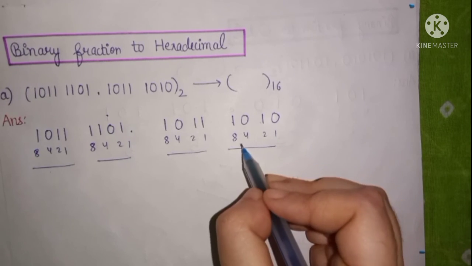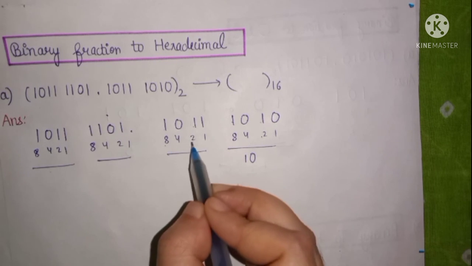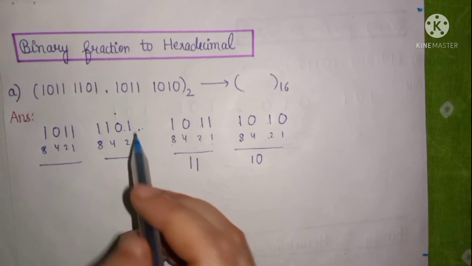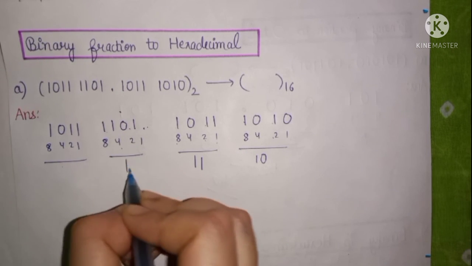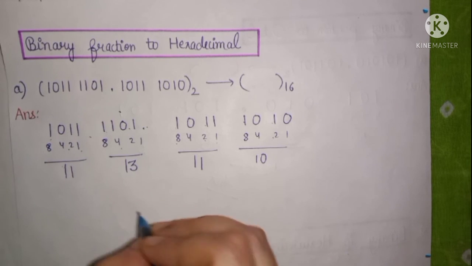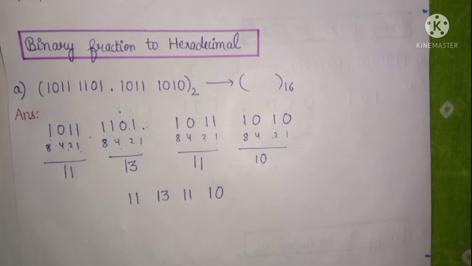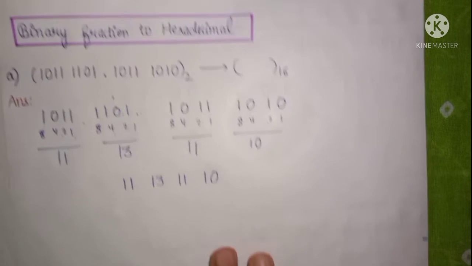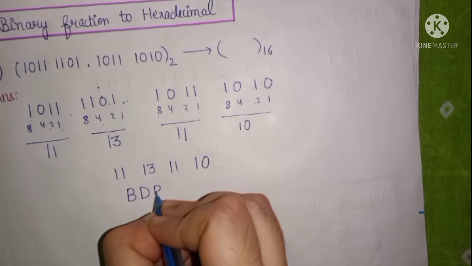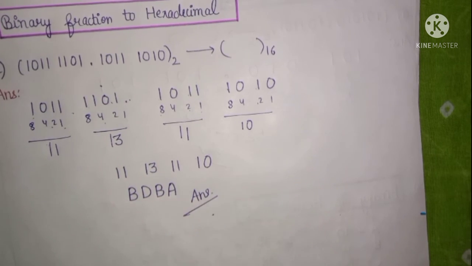Simply add those numbers which have 1 bit. It has 1, it has 1. So 8 plus 2, 10. 1, 1, 1. So we will add 8 plus 2 plus 1, that is 11. Now it has 1, 1, 1. So it will be 13. And 1, 1, 1. 8 plus 2 plus 1, that is 11. So the answer will be 11, 13, 11, 10. But similarly it is not the right answer, because 11 is represented by B, 13 is represented by D, 11 by B and 10 is represented by A. So this is our correct answer.